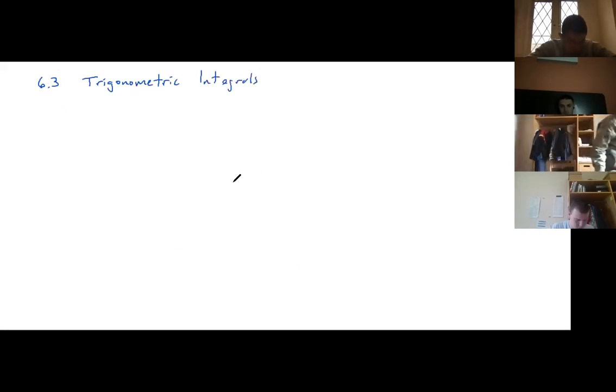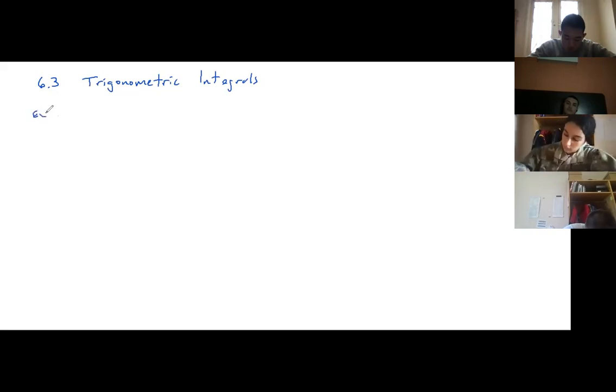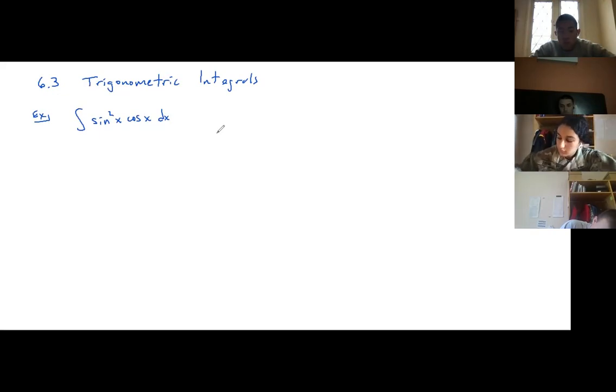All right, here is a problem from your 6.1 homework. Real quick example, what if I want to integrate sine squared x times cosine x dx? I see a product there, but it's not going to be an integration by parts problem. This is going to be a substitution problem. Can anybody foresee what I should set u equal to? If I let u be sine of x, what does that make du?